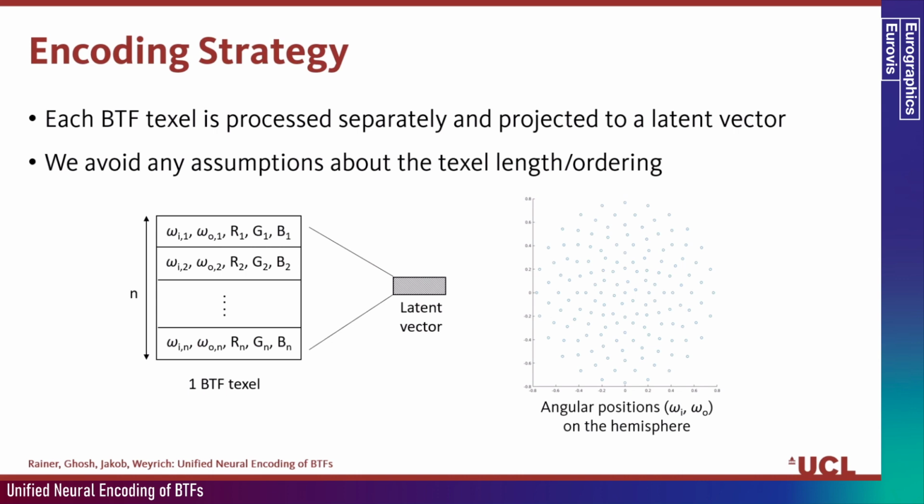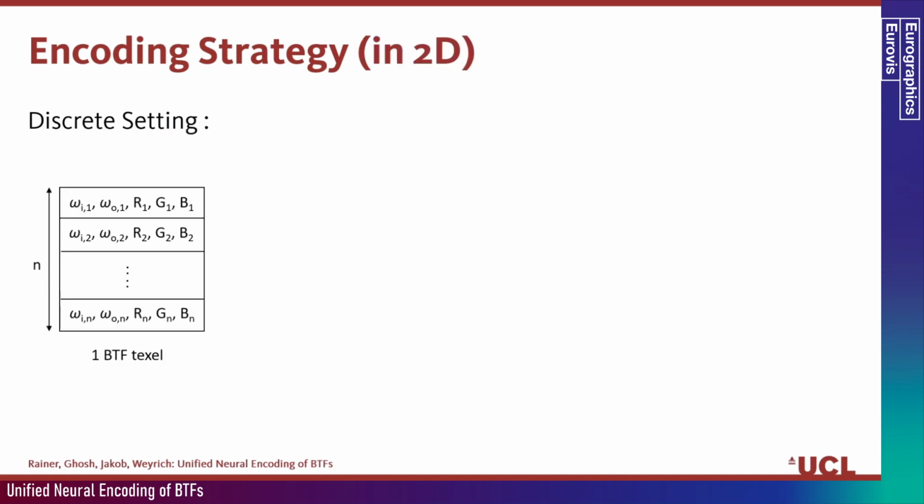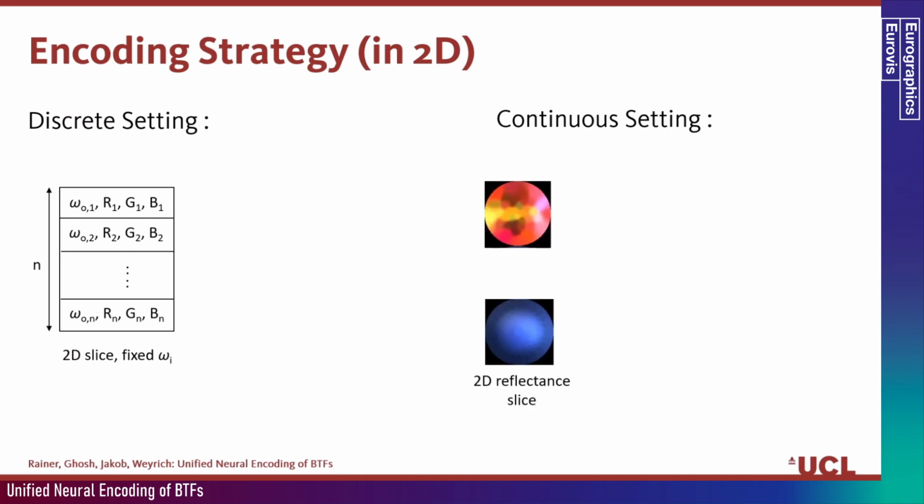So how do we approach this? We start by considering the contents of a texel as 3 signals, the R, G, and B channels, parametrized on 4 dimensions, 2 spherical angles for the view direction and 2 for the light direction. Let's simplify the problem to 2 dimensions by fixing the view direction for now, and let us switch to the continuous setting for a moment.